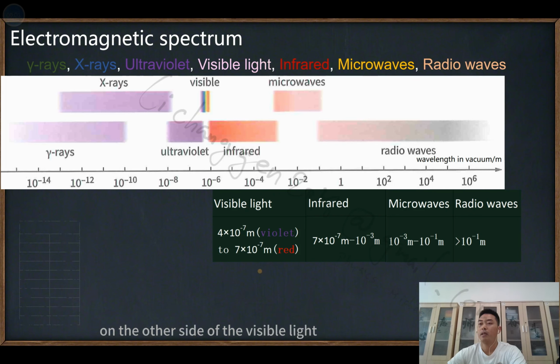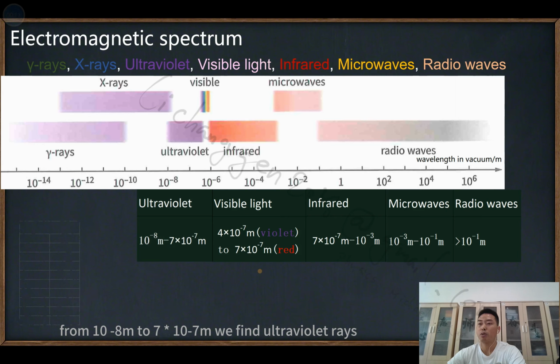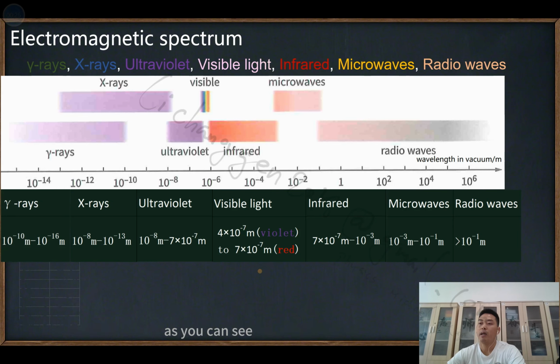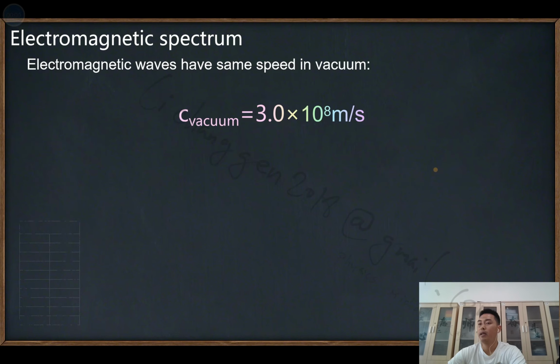On the other side of the visible light, where the wavelengths are shorter, from 10 to the power of negative 8 meters to 7 times 10 to the power of negative 7 meters, we find ultraviolet rays. X-rays have wavelengths from 10 to the power of negative 13 meters to 10 to the power of negative 8 meters. And gamma rays range from 10 to the power of negative 16 meters to 10 to the power of negative 10 meters. As you can see, X-rays and gamma rays overlap in their wavelength ranges.